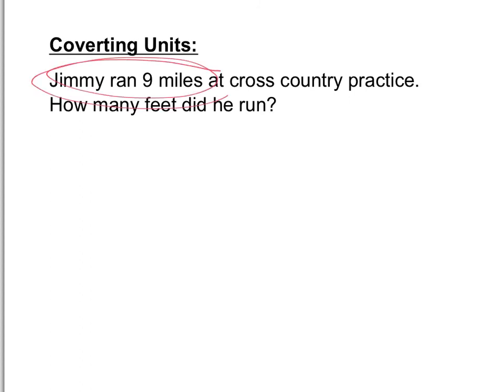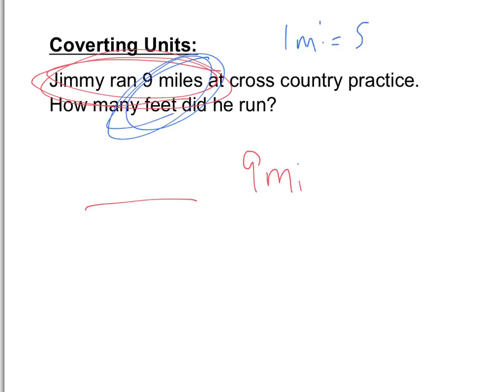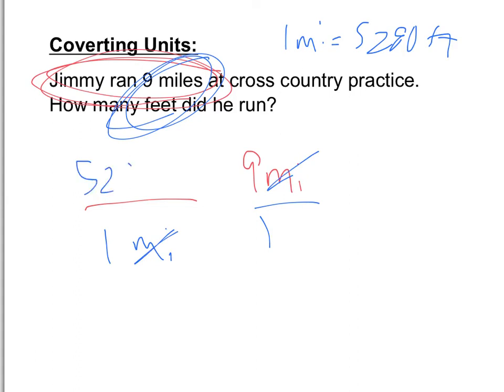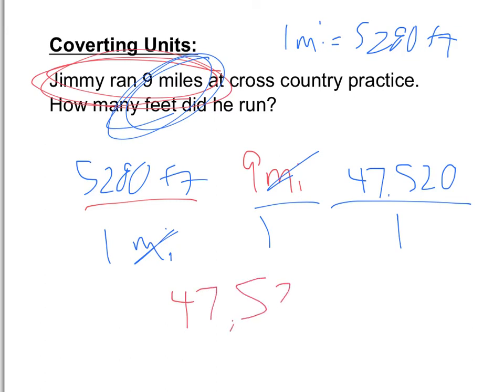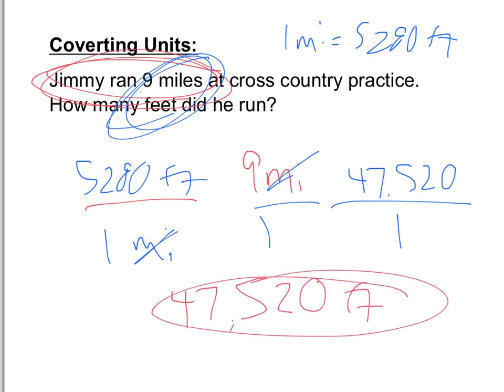Again, this is like our right information, so 9 miles goes over here. How many feet did he run? So we're worried about the conversion of miles and feet. And we know that 1 mile is 5,280 feet. So we do our 1 mile down here, so they cross out. 5,280 feet on top. So 5,280 times 9 is 47,520. All divided by 1 times 1, which is 1. So your answer, 47,520 feet.